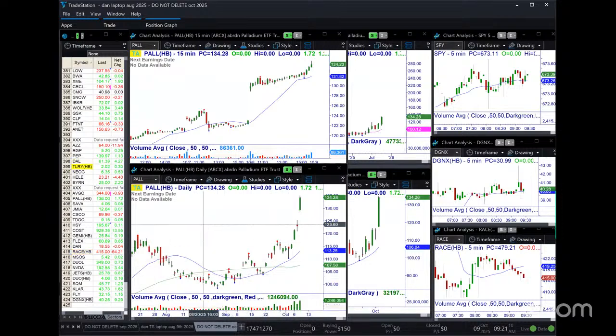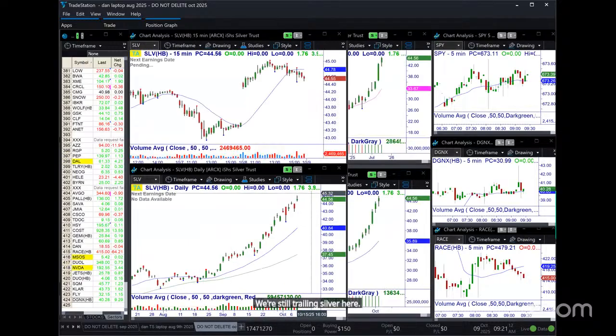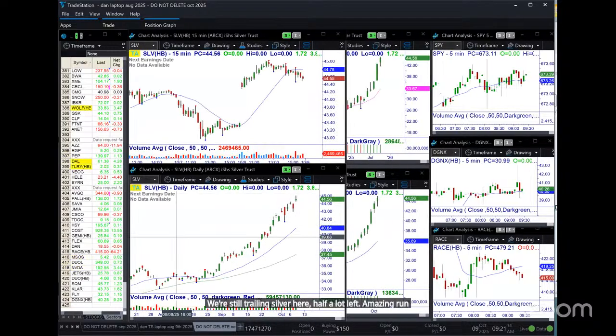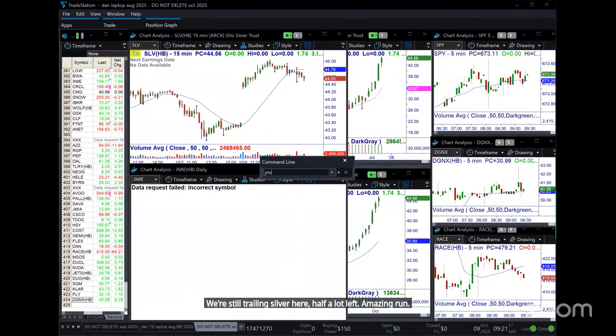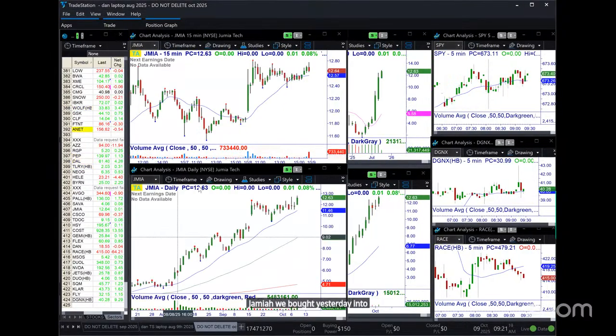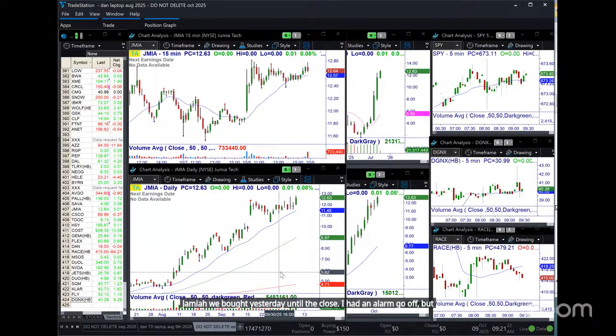We're still trailing silver here, half lot left. Amazing run. Jemiah, we bought yesterday into the close. I had an alarm go off, but I don't see anything.